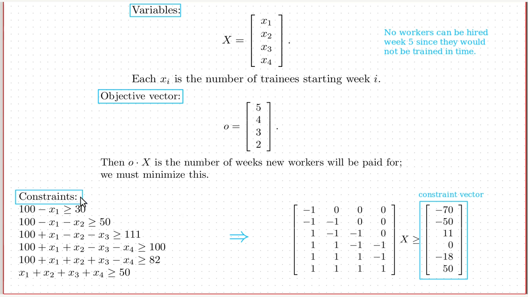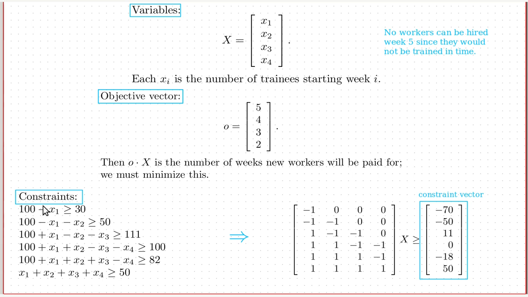Then we have these constraints, right? So remember that we have to have enough workers to work on 30 projects during the first week, 50 during the second, and 111 during the third week, and 182 during the fourth and fifth week. Furthermore, the total number of people hired during all 4 of those first 4 weeks has to be at least 50, right? We have to hire 50 new people.